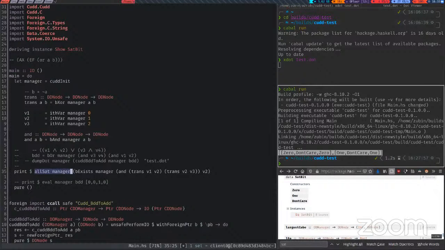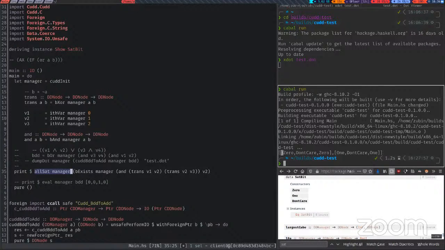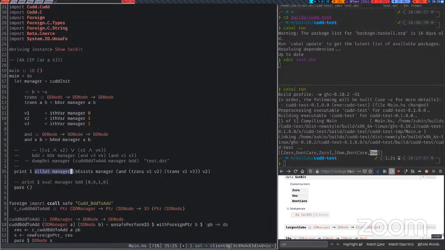So this cuts down on the number of satisfying instances you have to print out by, in the best case, an exponential factor, because otherwise you'll have to give an instance for 0 and an instance for 1. So in this case, we have two satisfying instances: we start with 0 and end with 0, or we start with 1 and end with 1. So what have you used don't care for? Don't care is for the existentially quantified out variable, that is V2.